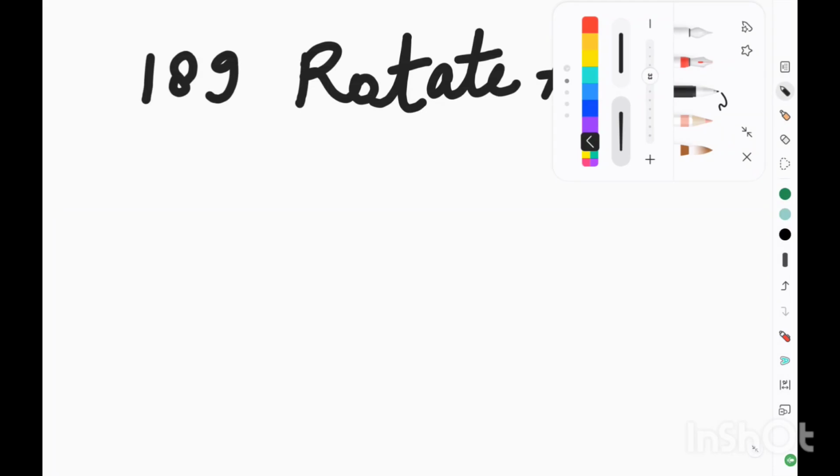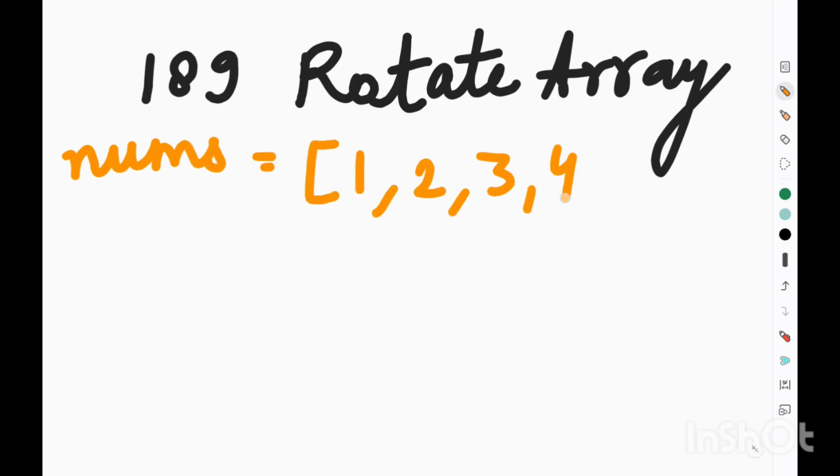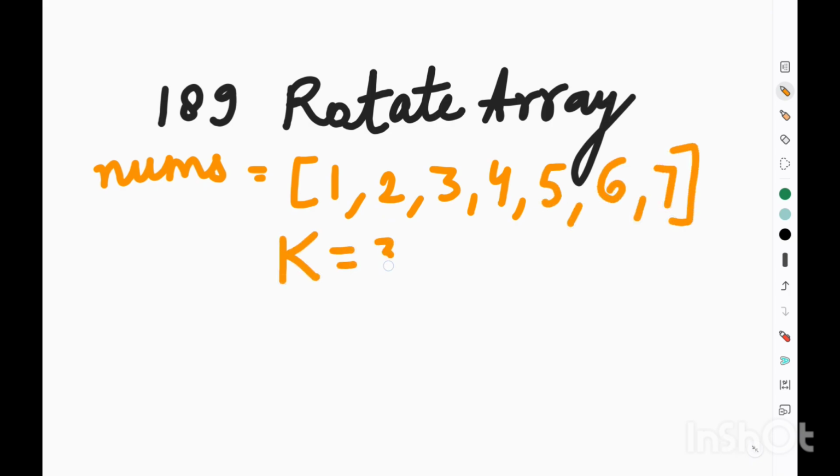Today we will be solving the LeetCode question number 189, Rotate Array. Here we have been given one nums array, 1, 2, 3, 4, 5, 6, 7, and we have been given a k value which is 3. Rotate the array to the right by k steps, where k is non-negative.